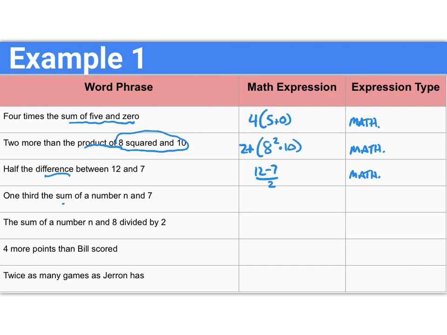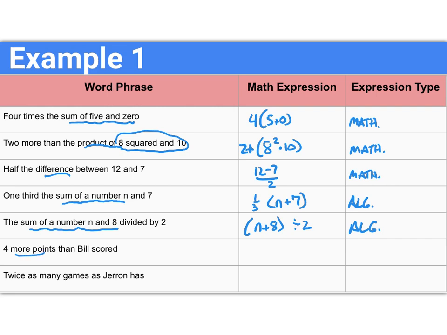1/3 the sum of a number. Sum of a number. That means parentheses. So we got n plus 7 because sum means add, and then 1/3. And again, this is algebraic because we have an unknown letter there. The sum of a number and 8. The sum of, that means n plus 8 is going in parentheses, and then we divide that by 2 or put it over 2. And this is algebraic because we have an unknown.